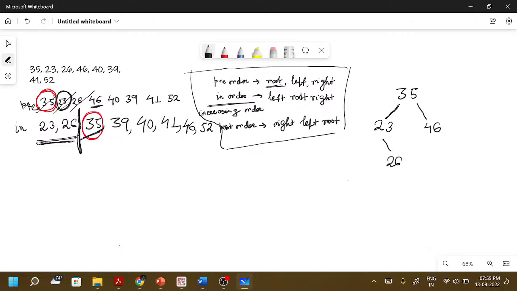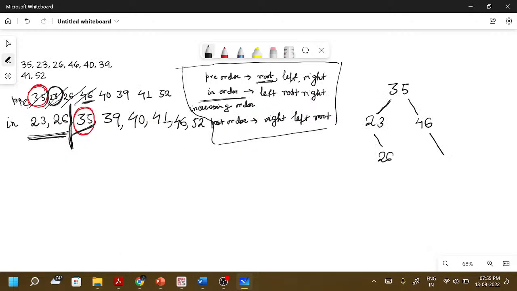Now 46, the next one is 40, so now we have to check what is with the next root. Again, 46 is already done. Now let's go to the next one. From 46, the next two numbers are 40 and 39. So what should we do?